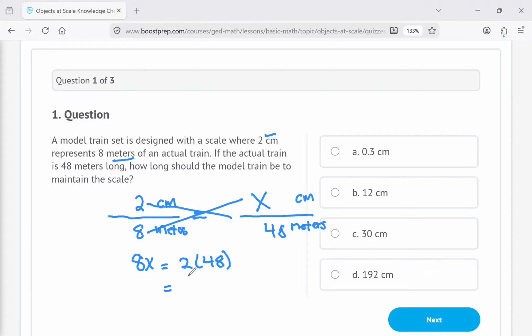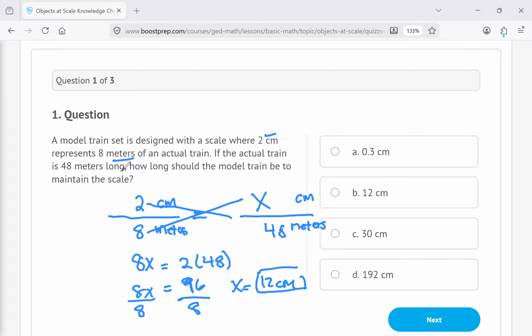So before I solve for x, simplify the right. What is 2 times 48? 96. Then you have 8x. And then go ahead and solve for x. You're going to divide both sides by 8. And then you get 96 divided by 8. Okay, so that's your answer, 12 centimeters.